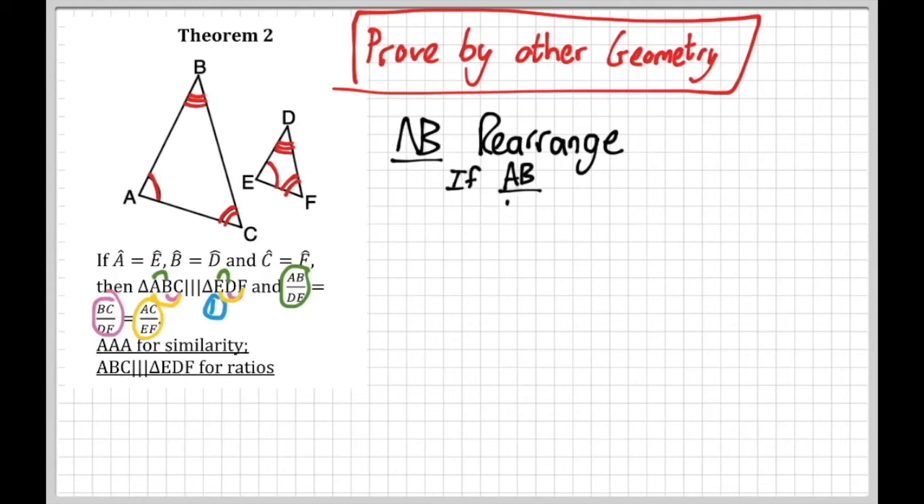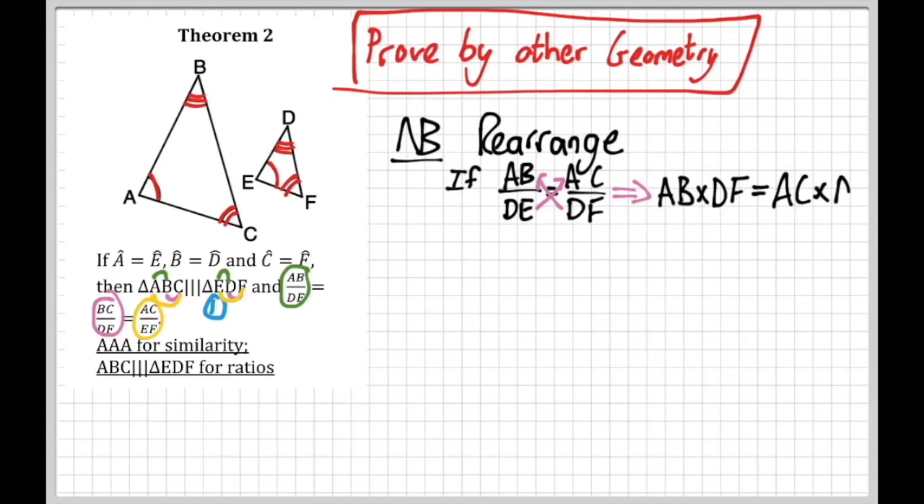So if they tell me that I've got AB over DE is equal to AC over DF, for instance, okay? Now this is not exactly the same as the one we did earlier. What I want to share with you is that I can actually rearrange this in another way. So if I want to rearrange this, I'm going to multiply the DF to the top on the left, and I'm going to multiply the DE to the top on the right. And I'm sitting with this expression: AB times by DF equal to AC times by DE.